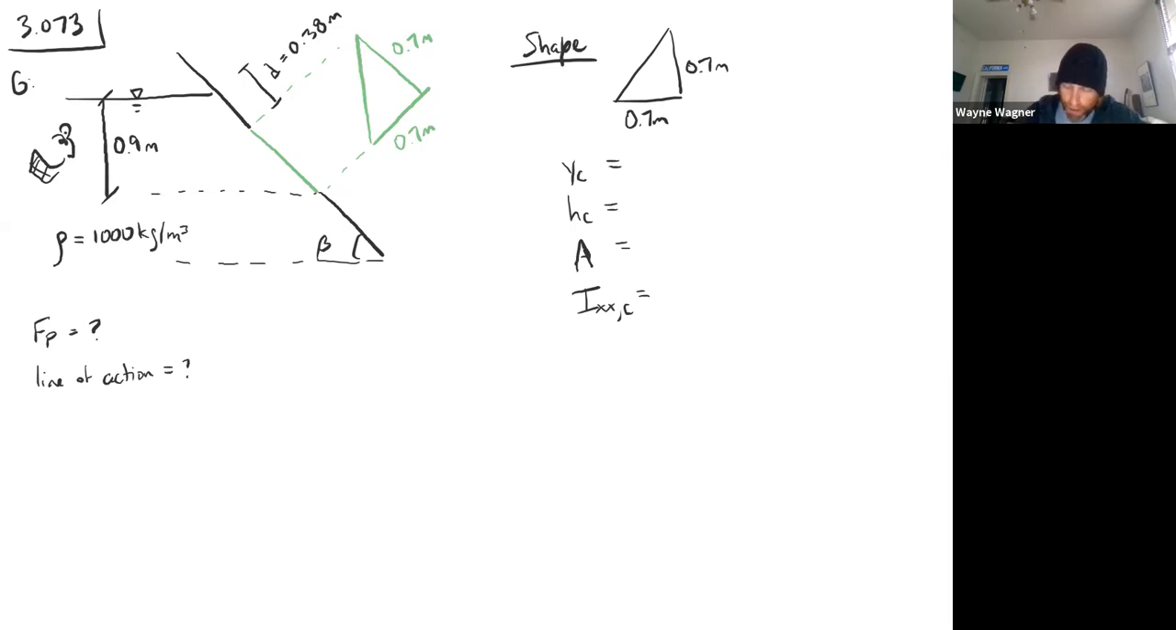So we need to identify where Y sub C is and where H sub C is. They're different. In the last one they were the same because it was vertical, but H sub C is measured from here downwards. H sub C is measured this way, and Y sub C is measured this way. But they're both going to stop at the same point, and we need to figure out what that is.